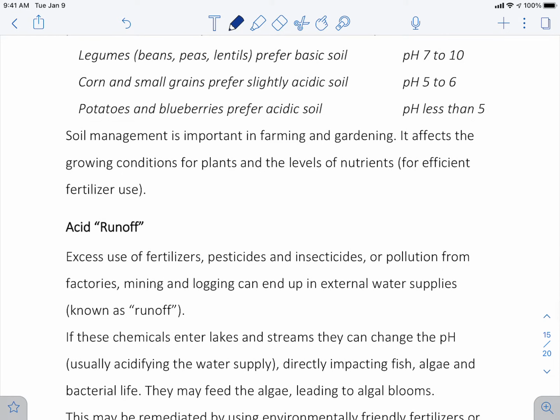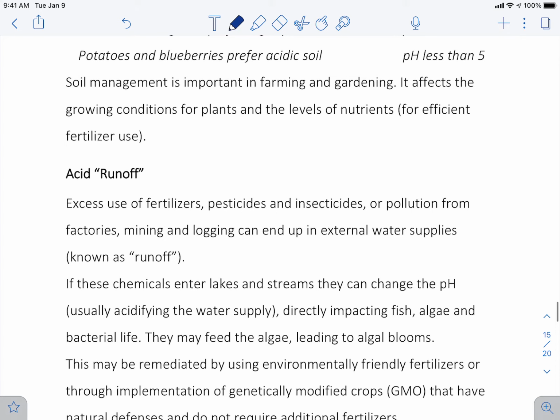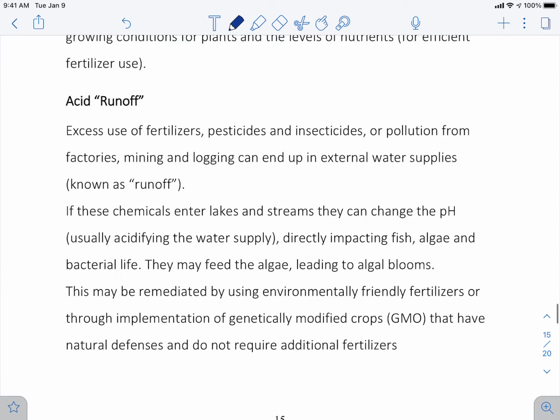Now, if you're going to be using fertilizer, there is a chance that you could put too much fertilizer down, and this fertilizer would end up becoming a part of the water supply, and this is known as runoff. And so if you use excess fertilizer and other compounds like pesticides and insecticides, or pollution from factories and mining and logging, these can all end up in the water supply.